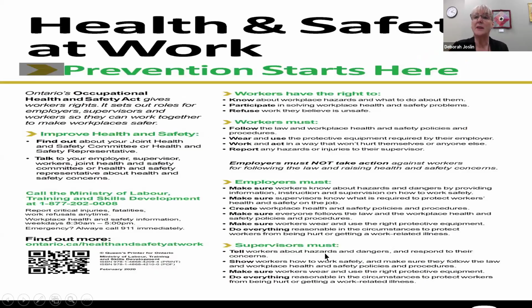This is a poster. I apologize for the shape of it when putting it into the slide, but it's important. It deals with health and safety, and prevention starts here, which deals with rights, roles, and responsibilities. All you need to do is go to the Ministry of Labour, MLITSD, and they have an area where you'll be able to download this poster.